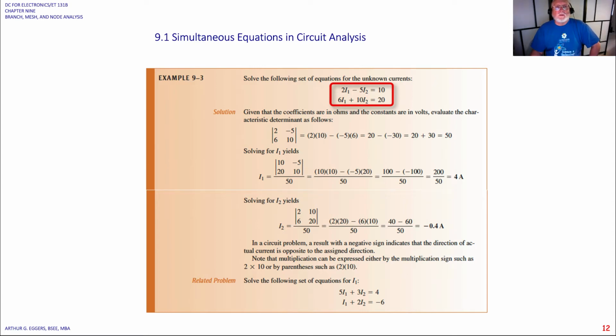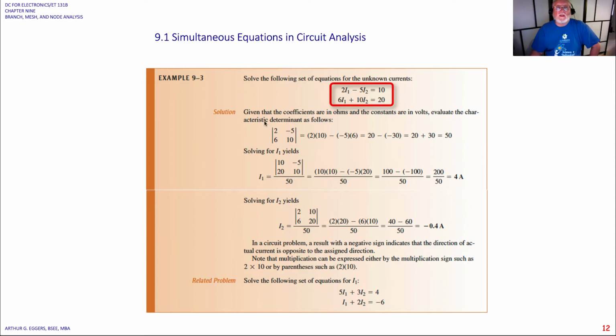So we can flow through this just like the previous example on solving for a determinant. This one's a pretty simple 2 by 2. Again, we solve for the following sets of equations for the unknown currents. Again, you can see it's already set up for you. All your current 1s are in the first column, current 2s are in the second column, and your constants, which relate to your voltages, in the B, or the final column.